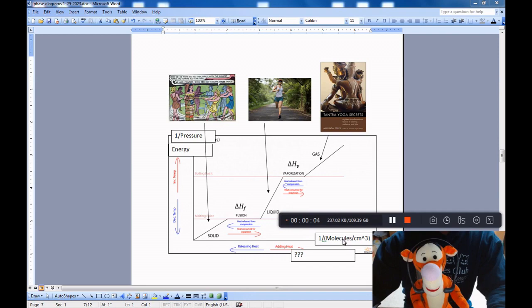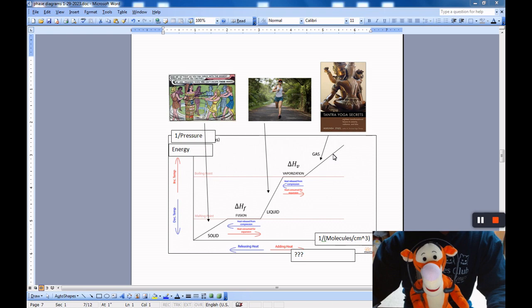So at very few molecules per cubic centimeter, you'd expect a gas. This would be a big number because it's 1 over that. So that would be that. And the pressure of a gas you would expect to be low. So this is 1 over pressure. So low pressure, 1 over a low would mean it's a higher number on the graph. So I guess that kind of works.